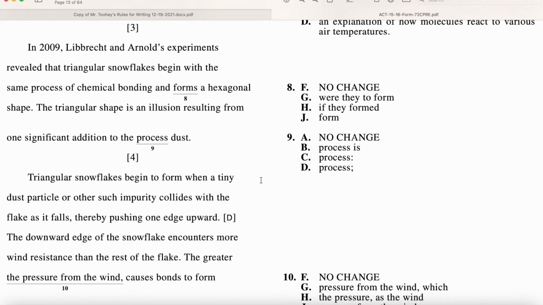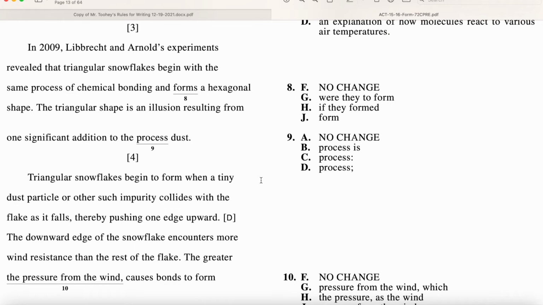All right. How's answer choice B sound? Not good. The triangular shape is an illusion resulting from one significant addition to the process dust. How's answer choice C sound? That sounds good. That sounds all right.